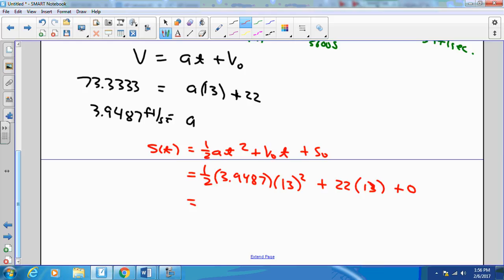And now it's just a matter of computing it. And I get, well, to the nearest foot, it's 640 feet.